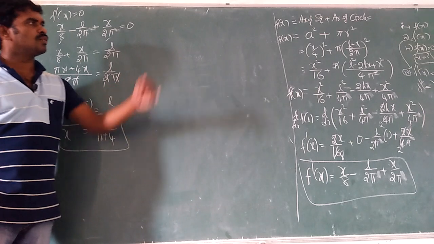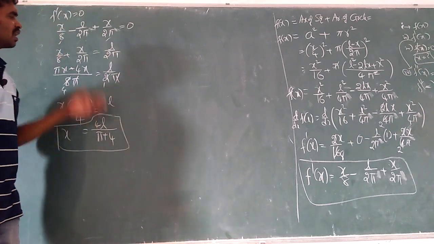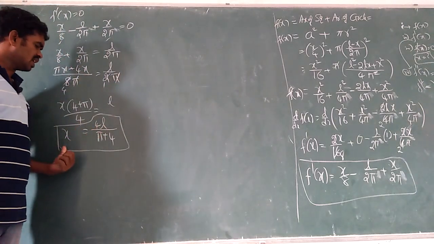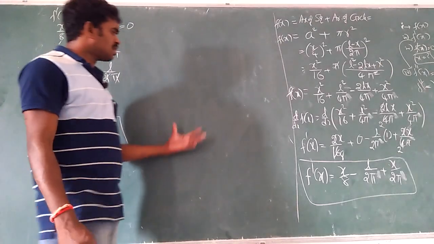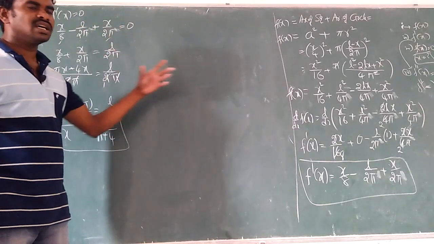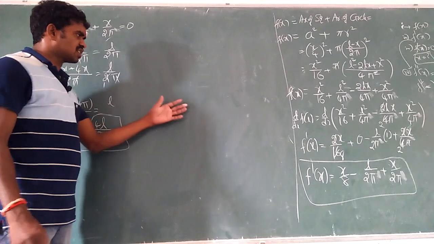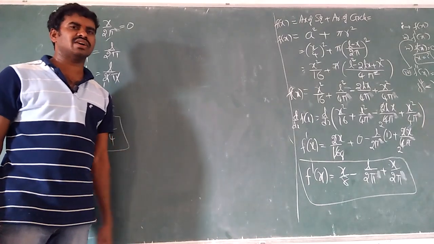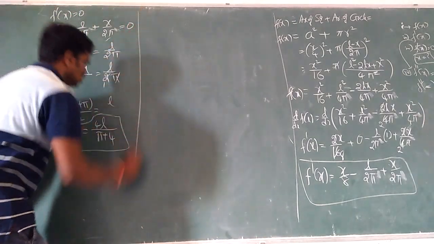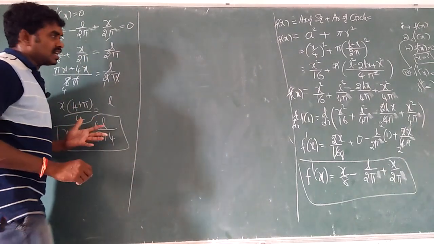Just now I said that by doing f dash of x equal to 0 we can get the x value. So here we got the x value. So one part becomes what? Total length is L. Then one part is 4L by 5 plus 4. Then the second part also we can find out. Before that, just keep this as it is.